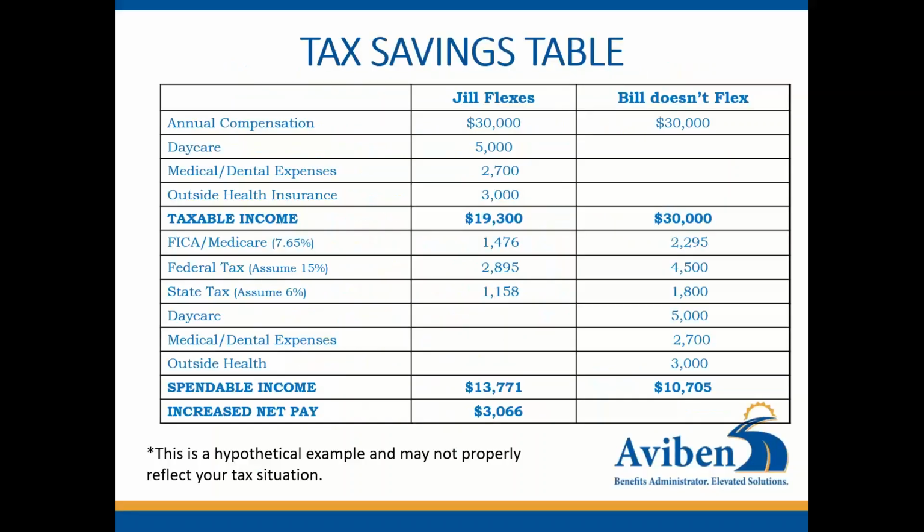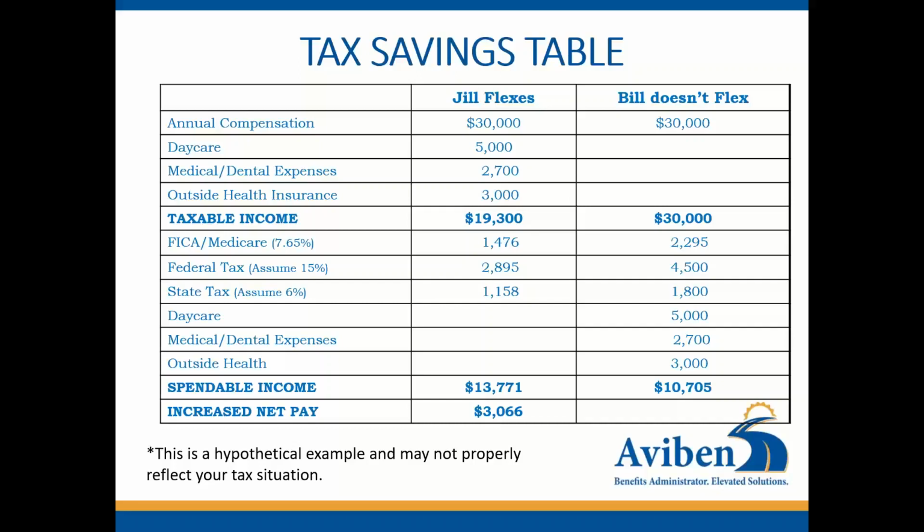So before I get into the more detail about the individual categories, I first want to show why we want to participate in this 125 flexible spending arrangement. As you can see, I have two individuals here, Jill, who flexes, and Bill, who does not flex. They each make $30,000 a year, and they each have the same daycare, medical, and outside health expenses throughout the year. But because Jill planned and flexed for her daycare expenses, her medical expenses, and her supplemental premiums, she was actually able to decrease her taxable income down to $19,300.